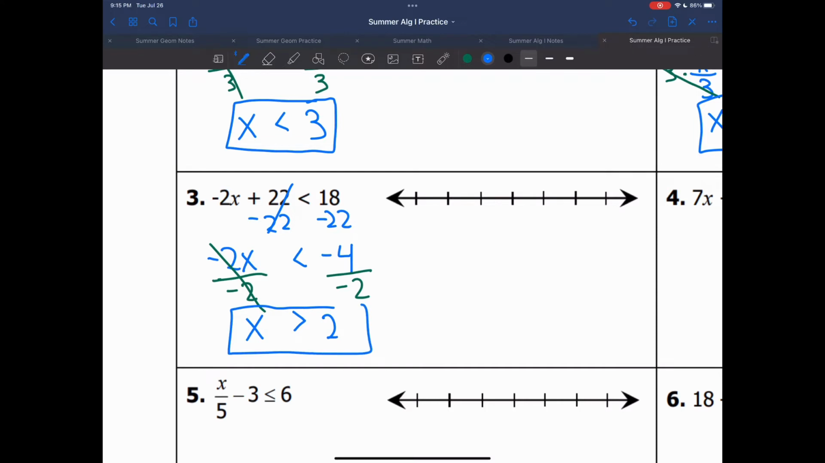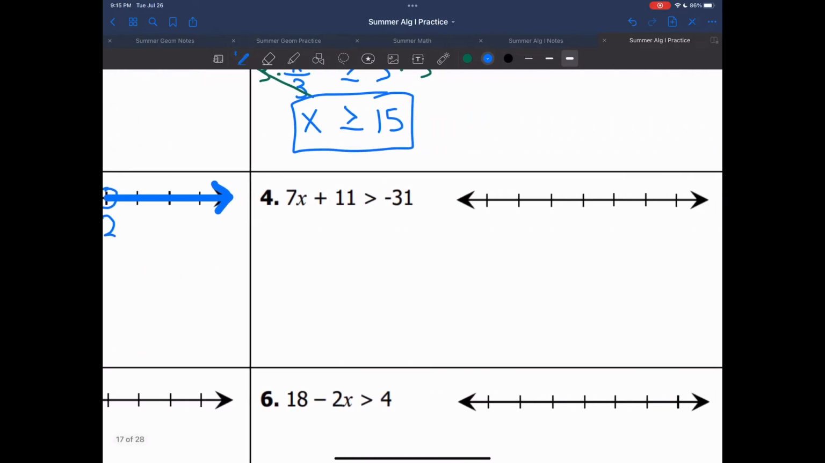Okay, so we want to graph x is greater than 2. Let's put our 2 here. It's going to be an open circle, and then greater than means we shade to the right. Good. Number 4.